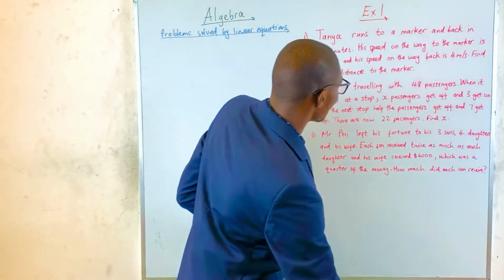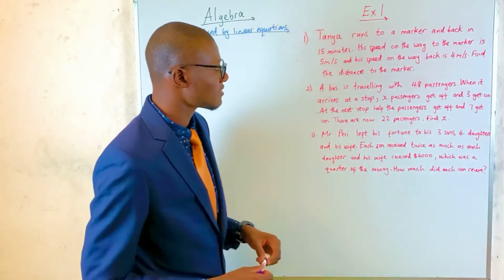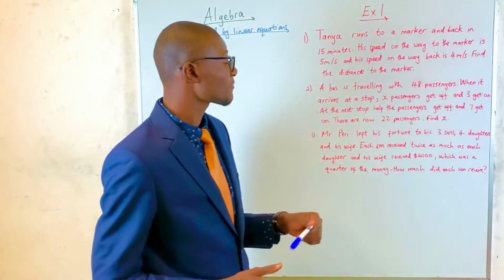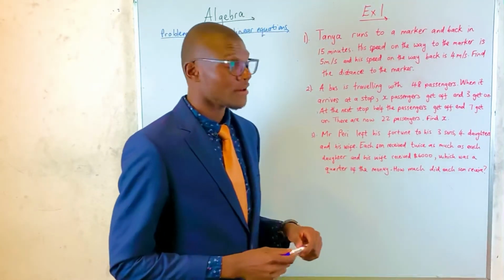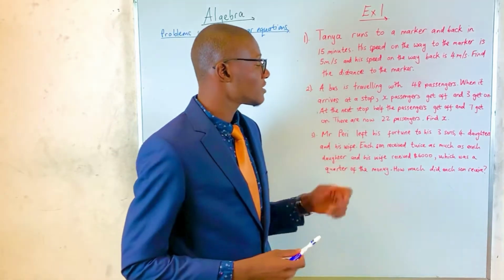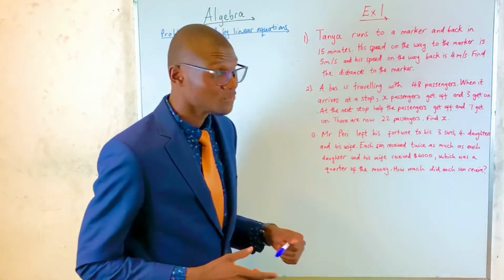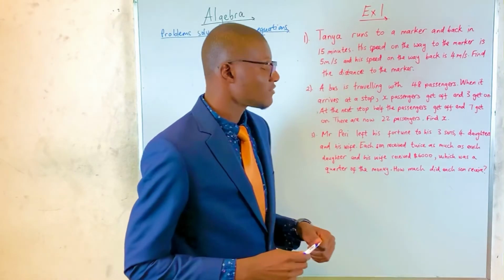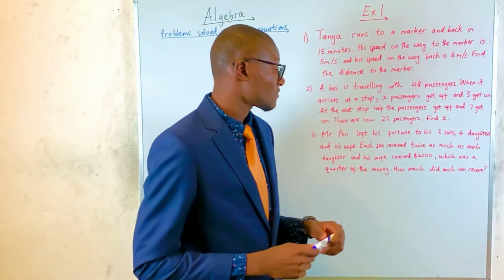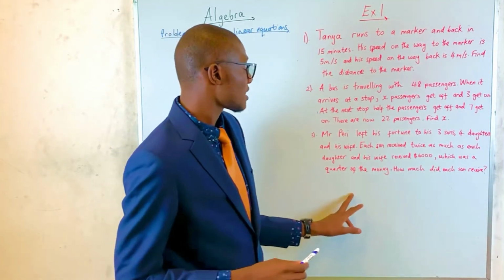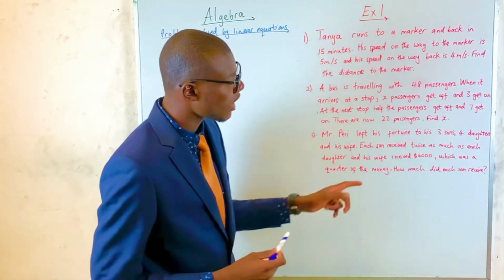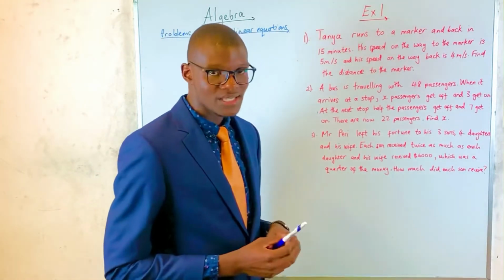Okay, so for number 3, we're told that Mr. Peri left his fortune to his 3 sons, 4 daughters, and his wife, right? Each son received twice as much as each daughter, and his wife received $6,000, right? Which was a quarter of the money. How much did each son receive?